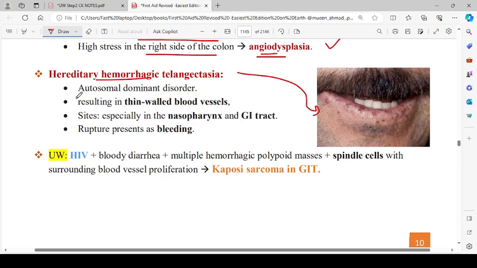Okay. Hereditary hemorrhagic telangiectasia, or Osler-Weber-Rendu syndrome. Osler, not Weber, Osler-Rendu syndrome. I think it is Weber as well. Okay. So it is an autosomal dominant disorder resulting in thin-walled blood vessels, with sites especially the nasopharynx and GIT, and rupture will present with bleeding.